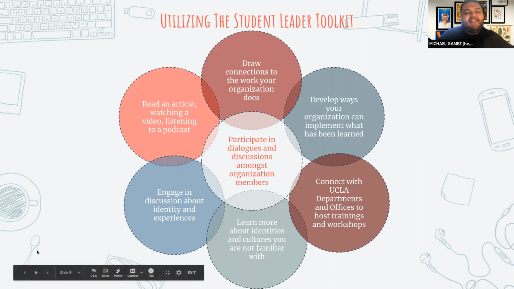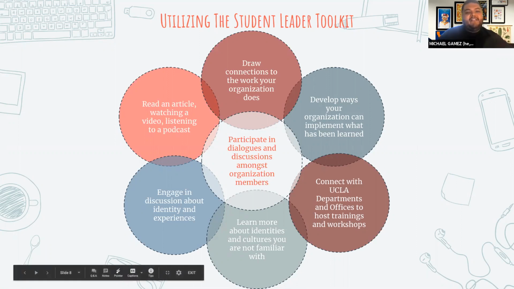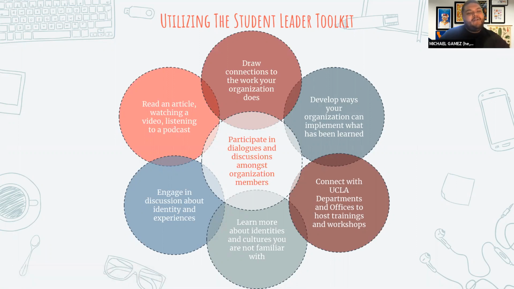Also tips for engaging in discussion about identity and experiences. So as a student organization, you have folks that are coming from all walks of life, different kinds of backgrounds. And we have different resources that are included in the toolkit to talk about those things, to talk about your identity. How does your identity manifest itself in the space you're in? And also your experiences and how those experiences contribute to your membership within the org, but also your presence here at UCLA.